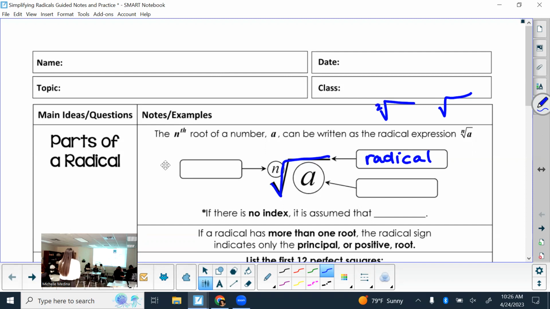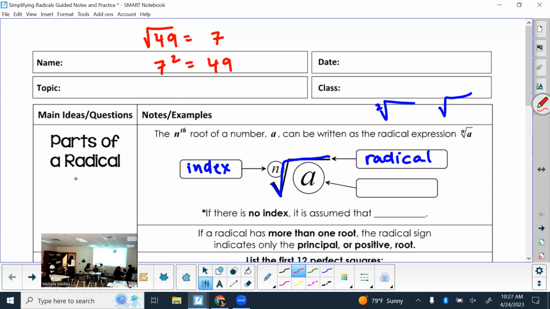But that little number is what we call an index, because we could do a cube root, we could do a 5th root, things like that. So what are square roots the opposite of? If I did the square root of 49, what's that? 7. And then 7 squared equals 49. So these squares and square roots are opposite of each other.